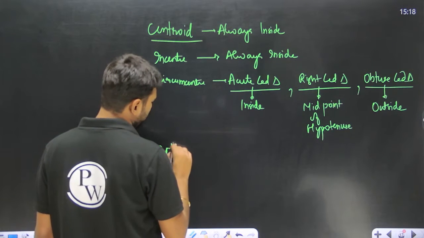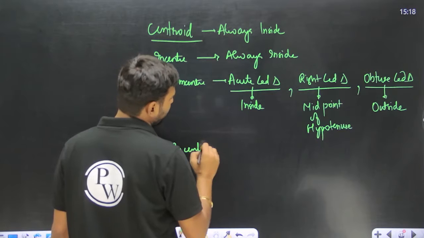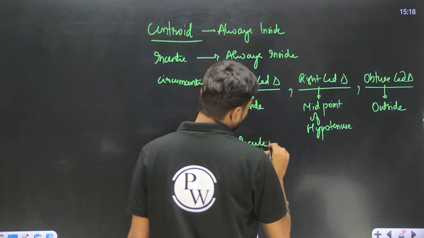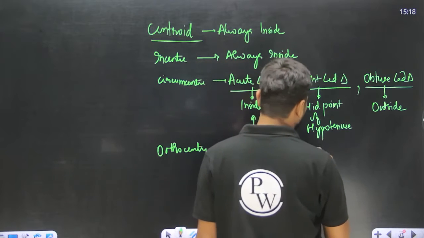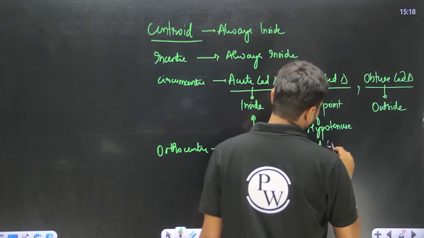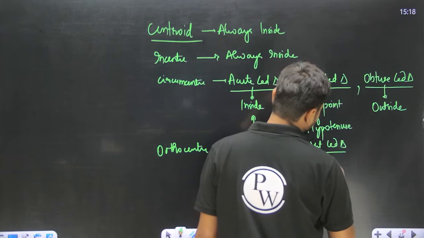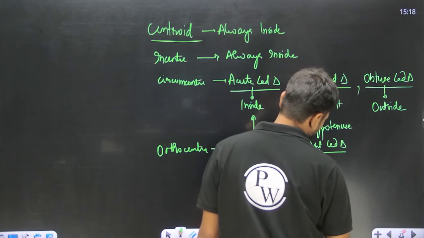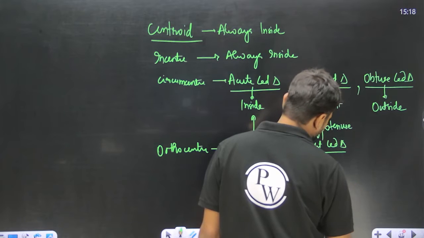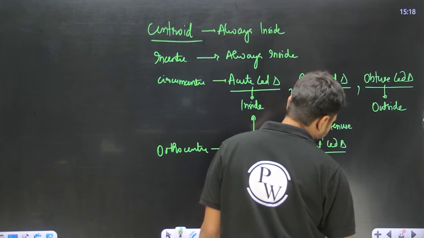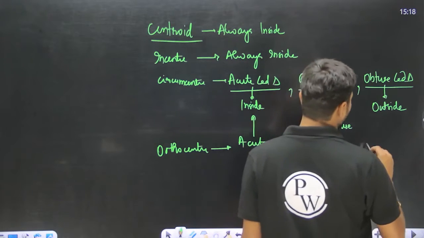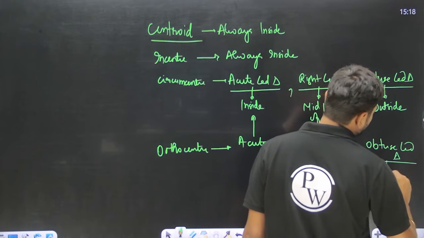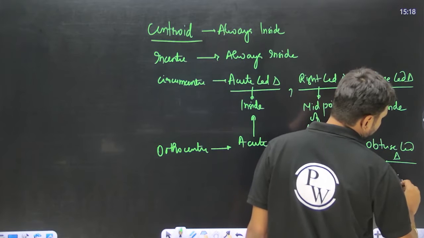Orthocenter is what? Orthocenter for an acute angled triangle is inside. For a right angled triangle, it is the point at which the 90 degree angle is formed. And also if I talk about an obtuse angled triangle, then that lies outside the triangle. Okay, so do remember this.